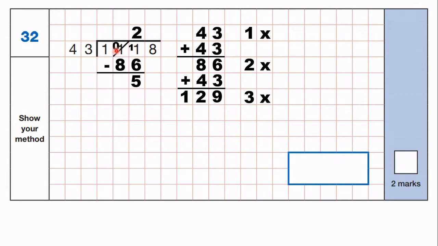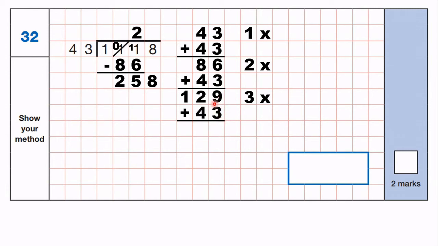Now we have 0 minus 8, but if we look across, we really have 10 minus 8, so that's 2. So if we bring down the 8, we now need to solve 258 divided by 43. Now we know that 129 is 3 times, so you might already be able to work out or estimate the answer to 258 divided by 43. But if we're unsure, we can just continue adding 43.